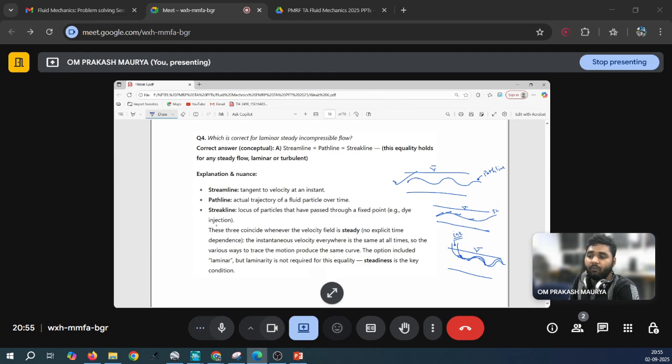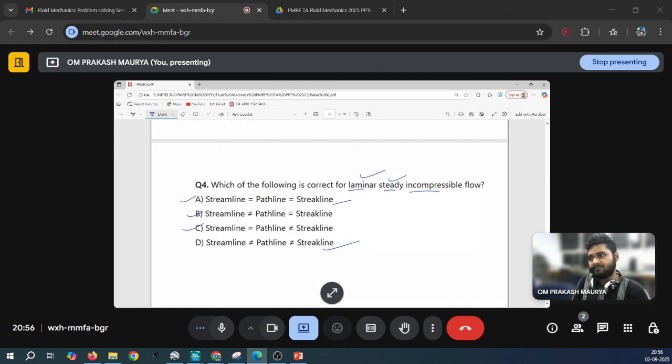When the flow is steady, meaning the flow does not change with respect to time, the flow is laminar, only straight, layer by layer flow, and incompressible, no density change, in such a situation all three lines will be equal to each other. Remember please, this is a very, very important question. Option A will be correct.